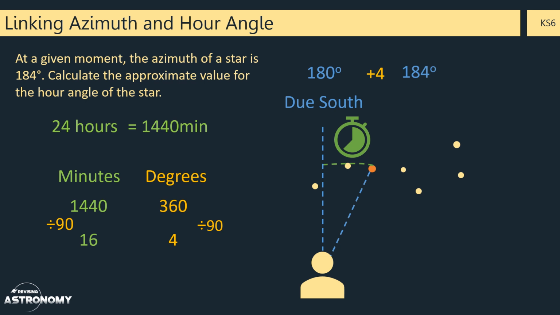Therefore, we know that the star has travelled for 16 minutes since it was on the southern meridian, and so it has an hour angle of 0 hours and 16 minutes. It's positive because it's already past the southern meridian by travelling west.